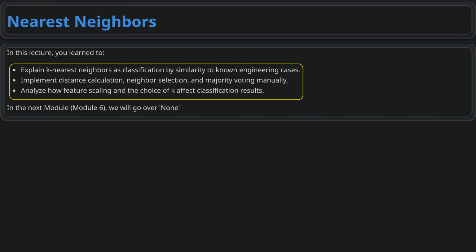In this lecture, you learned to explain k-nearest neighbors as classification by similarity to known engineering cases, implement distance calculation, neighbor selection, and majority voting manually, and analyze how feature scaling and the choice of k affect classification results.